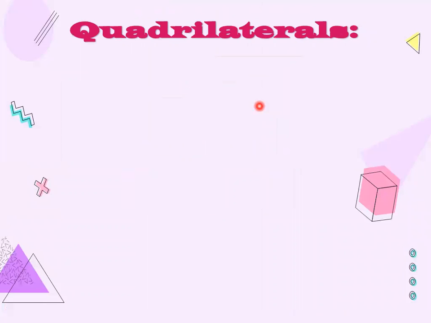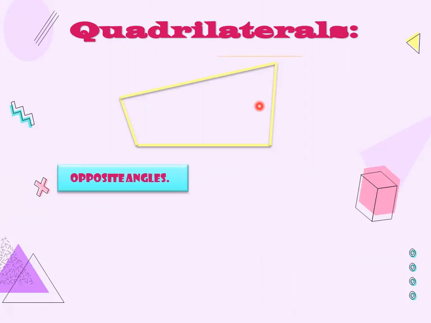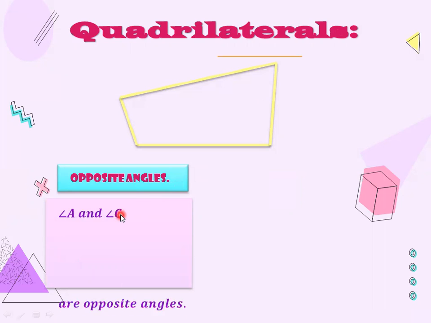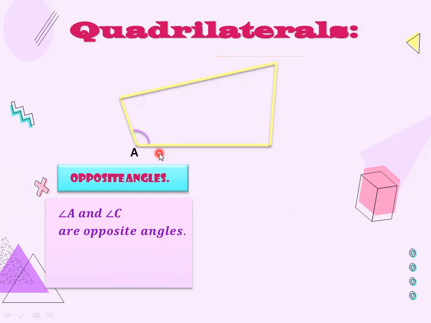Some more quadrilateral terminologies. Opposite angles. Previously we were talking about opposite sides, and now we are talking about opposite angles. What are opposite angles in a quadrilateral? Angle A and angle C are opposite angles. This is angle A, so the opposite angle of angle A will be this one, angle C.